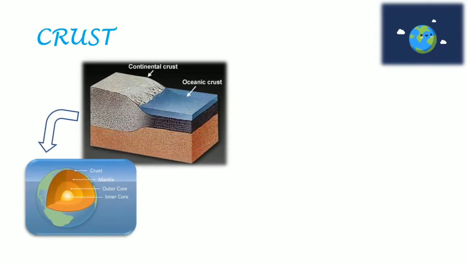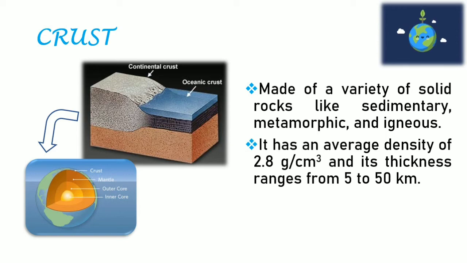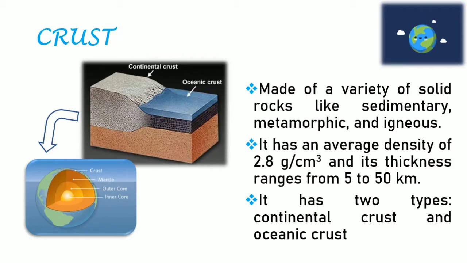Then we have the crust. Crust is made up of a variety of solid rocks like sedimentary, metamorphic, and igneous. It has an average density of 2.8 grams per cubic centimeter and its thickness ranges from 5 to 50 kilometers. It has two types, the continental crust and the oceanic crust.